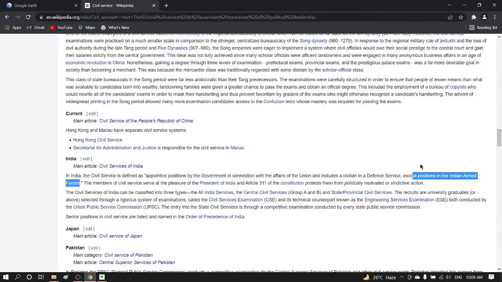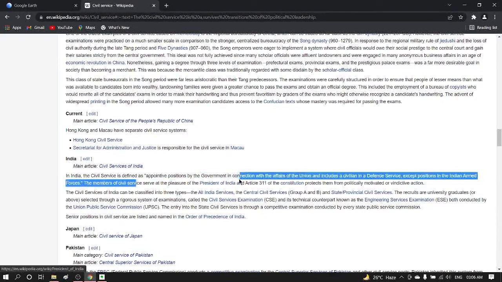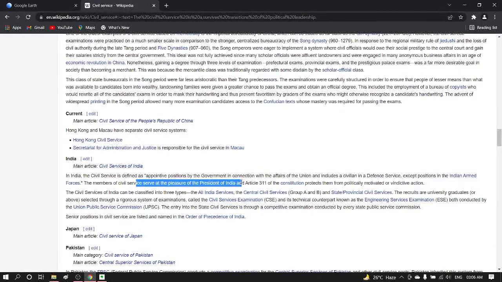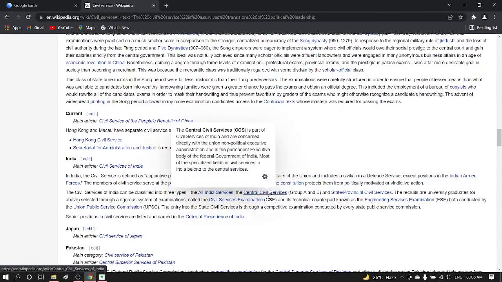Okay, the members of civil service serve at the pleasure of the President of India. Okay, you have to remember this point. The members of civil service, that is IAS, IPS, all those officers, they serve at the pleasure of the President of India, and the concerned article is Article 311 of the Constitution that protects them from politically motivated or vindictive action. Remember Article 311 also.